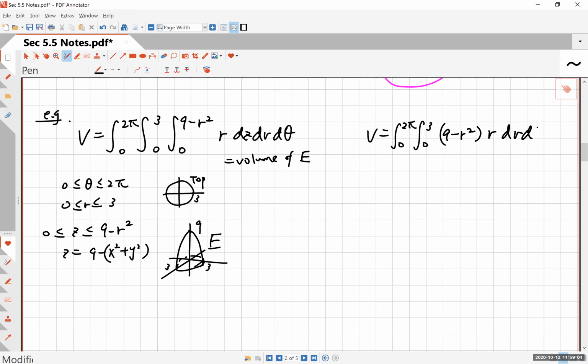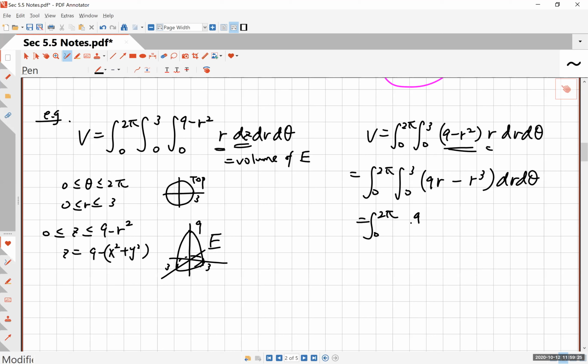right? Once you integrate with respect to z, remember r stays the same, right? So it just becomes 9 minus r squared, and then you have that extra r here, that you cannot forget. So this is going to be 9r minus r cubed. That's what you're integrating. And so it's not very simple, but it's not too bad. It's 9 over 2 r squared minus 1 over 4 r to the fourth. And you evaluate this from 0 to 3.